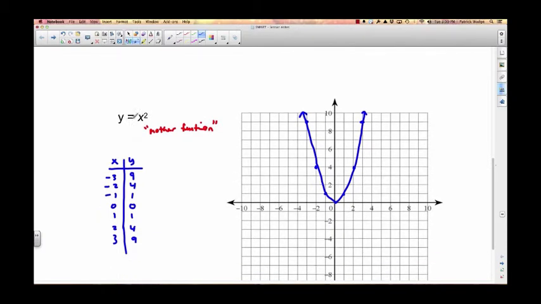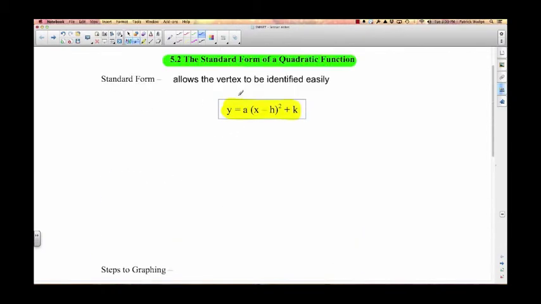So basically the equation for the mother function, y equals x squared, is actually the same as this equation, but there are just a few extra parameters. There's this a, this h, and this k. Now if we wanted to make that the mother function, what would a have to be? A would have to be 1. What would h have to be? H would have to be 0. And what would k be? Also 0. Do you see what I mean?